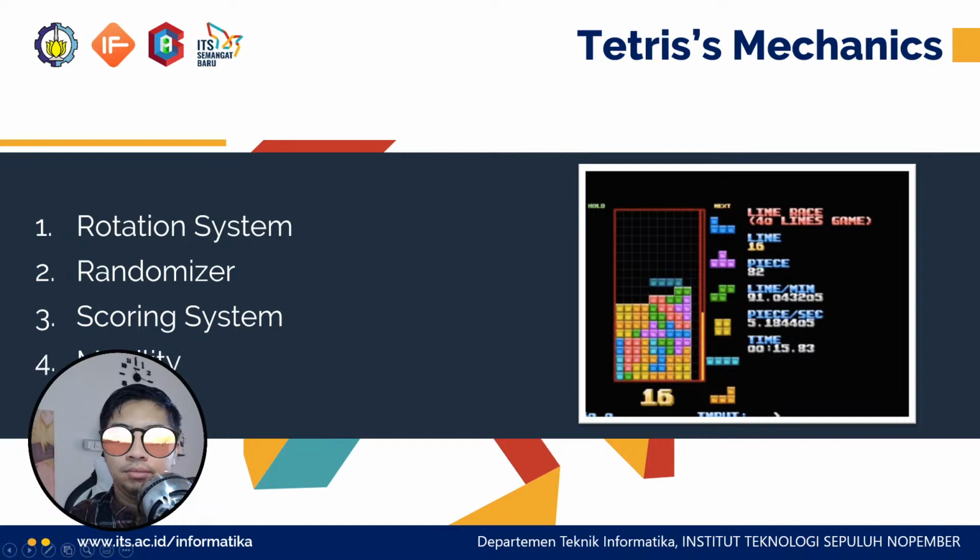And then the mobility, in this case, the ability to manipulate, or maybe the other word is the controls. So how the users rotate, translate, and move the tetrominoes, and also the dropping, when we need to set it or just make it fall, something like with gravity. Okay, so that's the example of the game's mechanics.